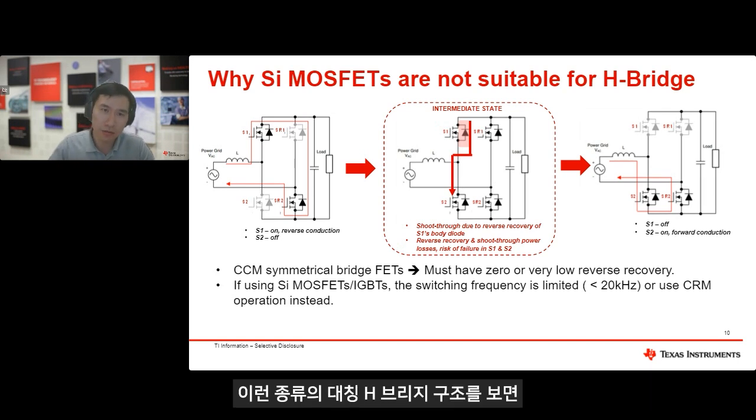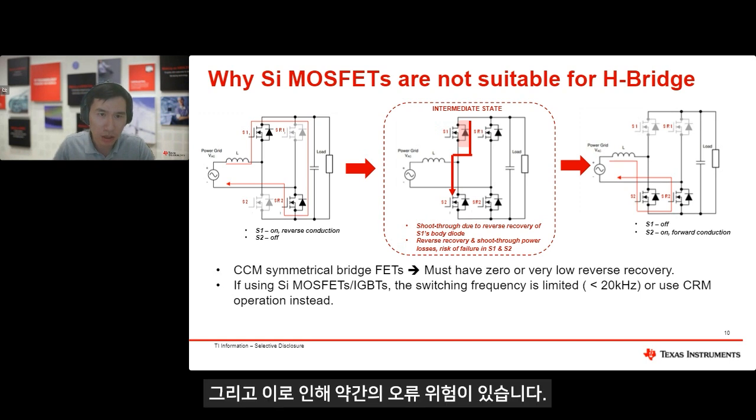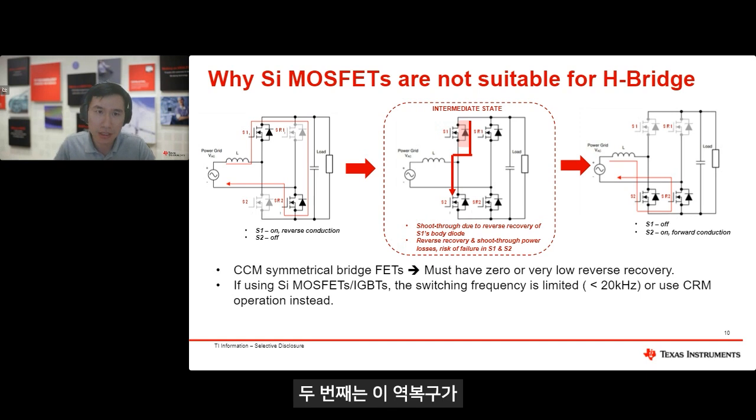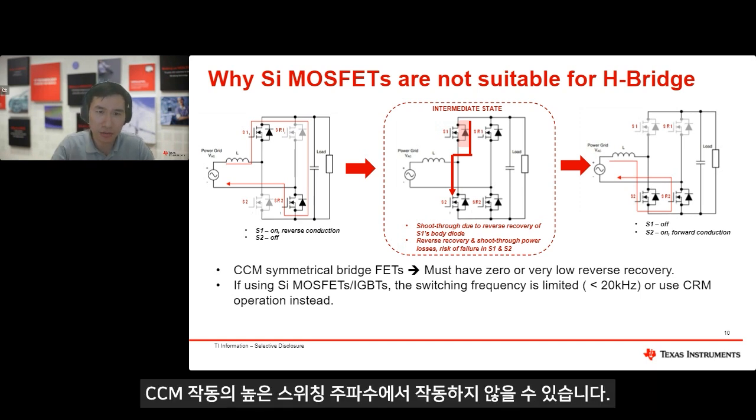You can see for this kind of symmetrical H-bridge structure, when you have the switching, the shoot-through will happen due to the reverse recovery of the silicon body diode. And also, this will result in some risk of failure. That's the first thing. Second thing, this reverse recovery is additional loss on the device, and this is a considerably large amount of loss that makes silicon MOSFET and IGBT unable to operate at very high switching frequency.